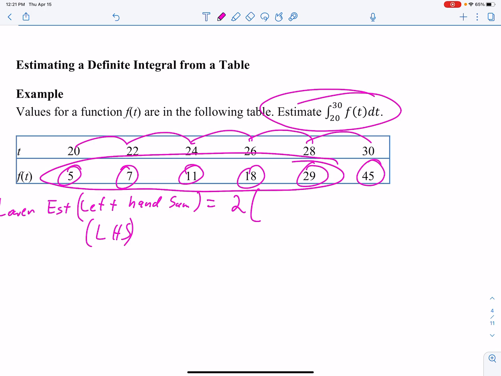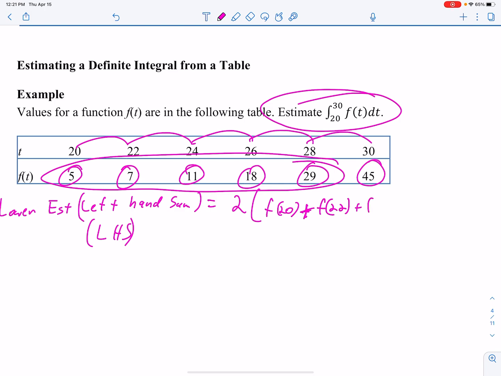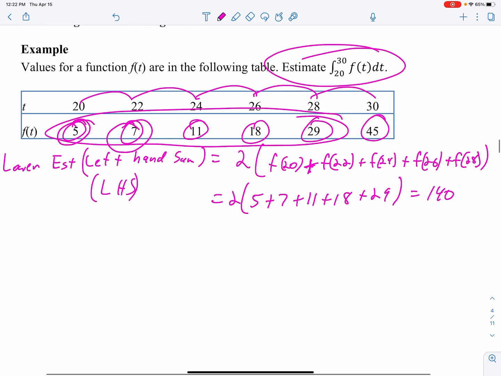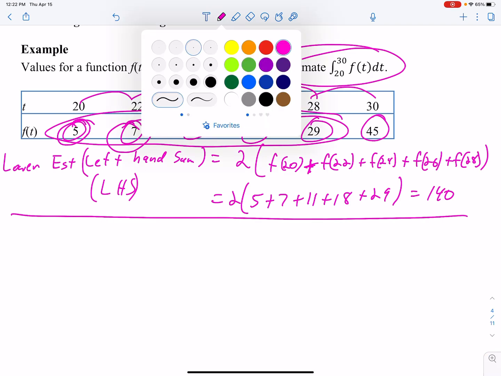So it's f of 20, plus f of 22, plus f of 24, plus f of 26, plus f of 28. And we know what those values are because they're in the table. So in other words, it's 2 times 5 plus 7 plus 11 plus 18 plus 29. Punch that into a calculator, and you should get 140. So that's our lower estimate, our left-hand sum.